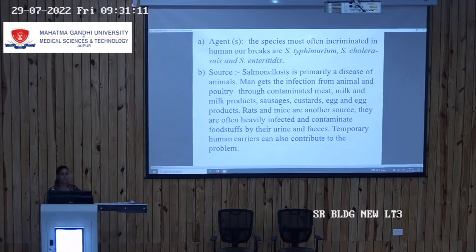So the agents are Salmonella typhimurium, Salmonella cholerae-suis, and Salmonella enteritidis. Source: man gets the infection from animal and poultry through contaminated meat, milk, milk products, sausages, custards, egg and egg products. Another source is rats and mice. They often heavily infect and contaminate foodstuffs by their urine and feces, and the disease can also be transmitted through the carriers, which are humans.